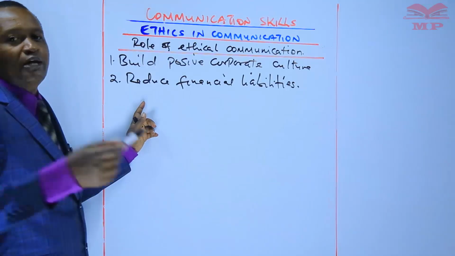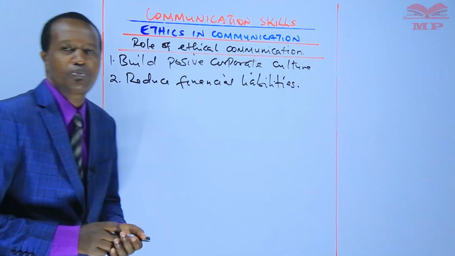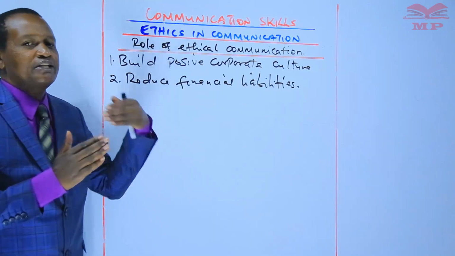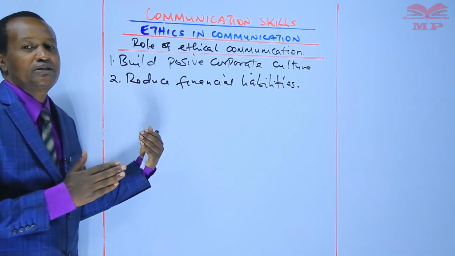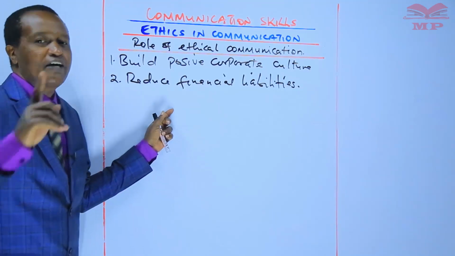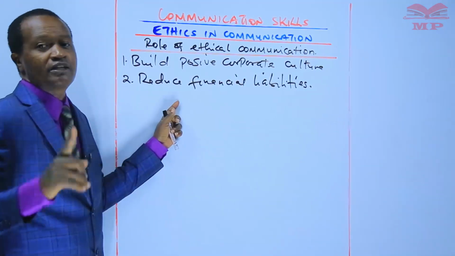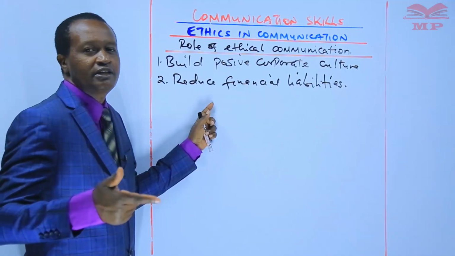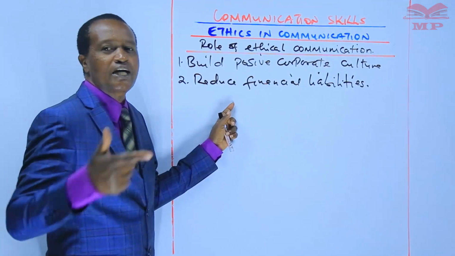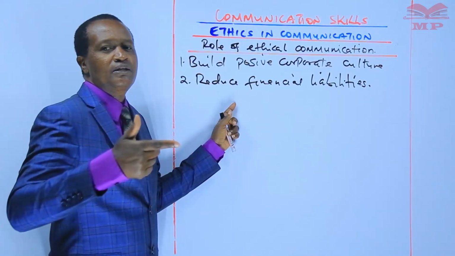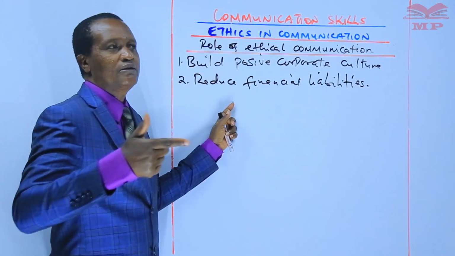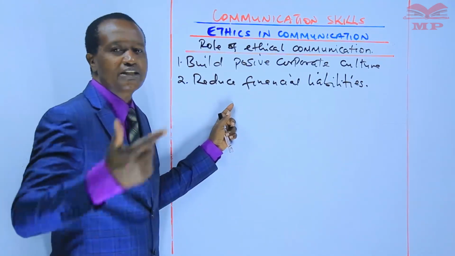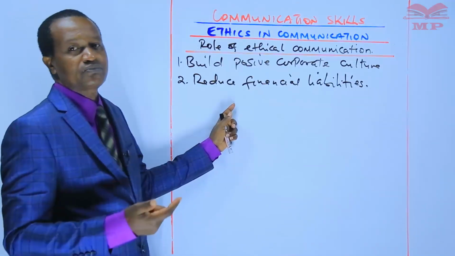Reduce financial liabilities. Candidates, organizations that don't develop policies on ethical standards risk financial liabilities. The first liability is reduction in sales. For example, say a real estate development company can lose a customer or can lose a sale if a customer is not well attended to or responded to in time.